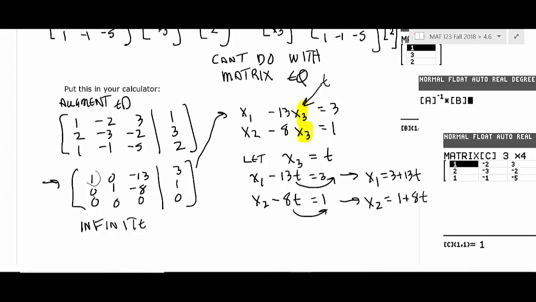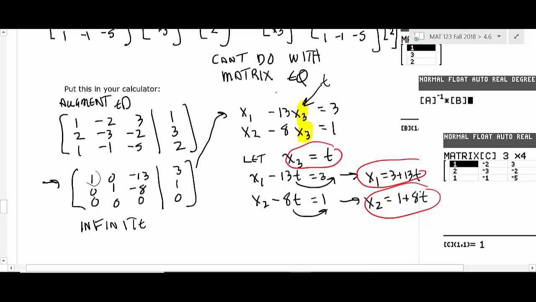So you have a couple of ways to write the answer. One way is just those three things there. Just tell me what they are. The other way is to write this as a point. x1 comes first, so that would be 3 plus 13t. x2 comes second, that would be 1 plus 8t. And then x3 would be t, like that. So that's how you do that.